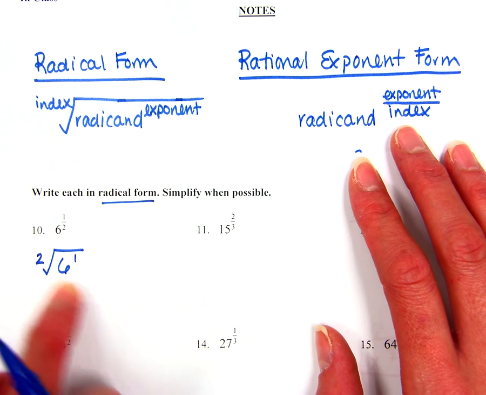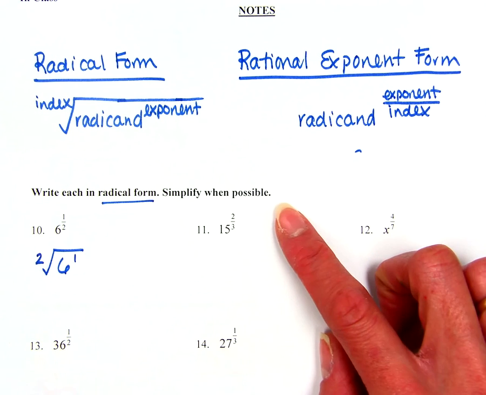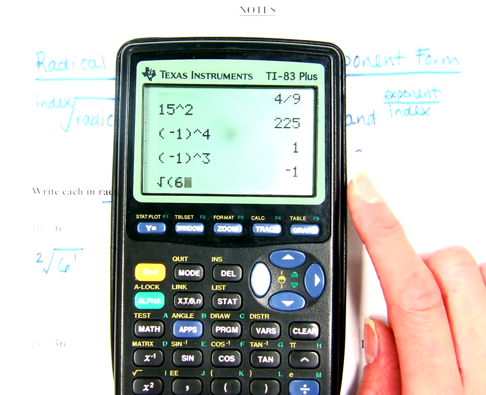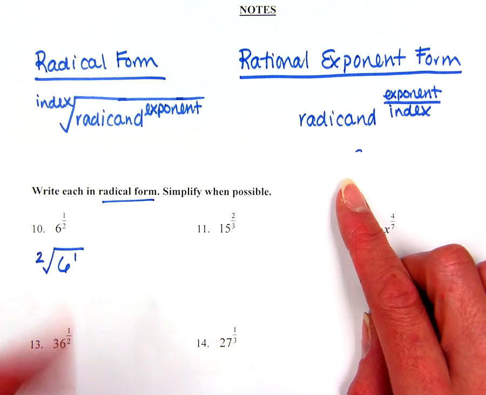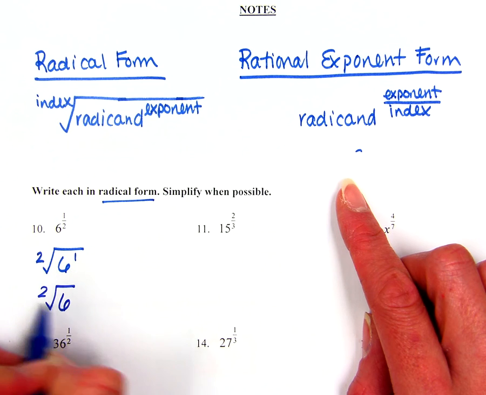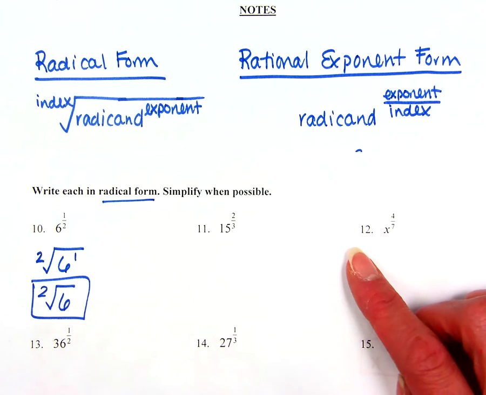So can you do the square root of 6? That's what it says, simplify when possible. Well, if you try the square root of 6, that gives you a decimal, so no. And 6 to the 1st is just 6. So another way you could write it is just square root of 6. And technically you don't need a little 2 there either. You just have the radical 6.